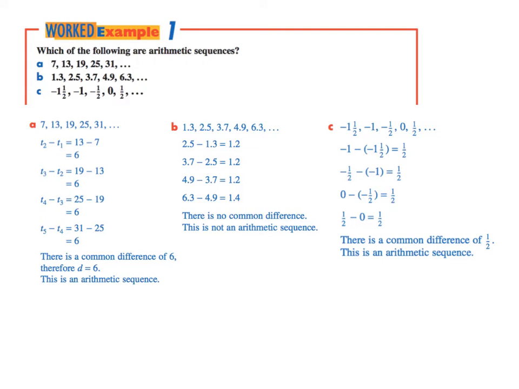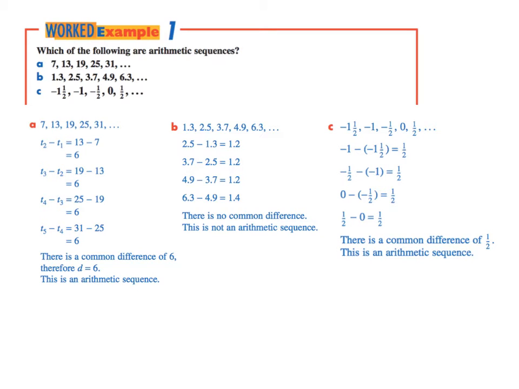including the next term. So we take the third minus the second term, 19 minus 13. This also gives us a difference of 6. Now if we keep going, with 25 minus 19 giving us a value of 6, and finally 31 minus 25 also giving us a value of 6. Because there is consistency with the common difference, we can say yes, there is a common difference of 6, therefore our value for d is 6, and we can say that this is an arithmetic sequence.